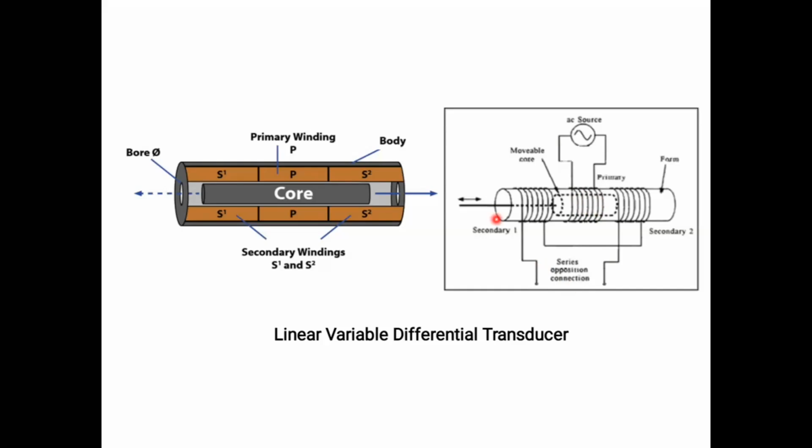Here, this push rod acts as the plunger, just like in the case of a null indicator. At the end of this push rod, we are going to place the work part which is to be inspected. By placing the work part to be inspected here, the push rod will move inward or outward. When it is moving inward and outward, it reciprocates this core inside the cylinder. Because of this movement of the core inside the cylinder, the EMF produced in S1 and S2 will vary. That difference in S1 and S2 is taken into account in order to inspect the work part.